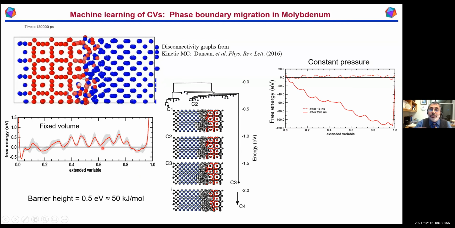And of course, if you run this at constant pressure, then you see it's very much downhill from the A15 to the BCC. But each of these little bumps in here still is about 0.5 eV. All right, so about 50 kilojoules per mole. So we see that it's a metastable phase, but the barrier is high enough that you'd expect this A15 phase to stick around for a while before it converts to the other.